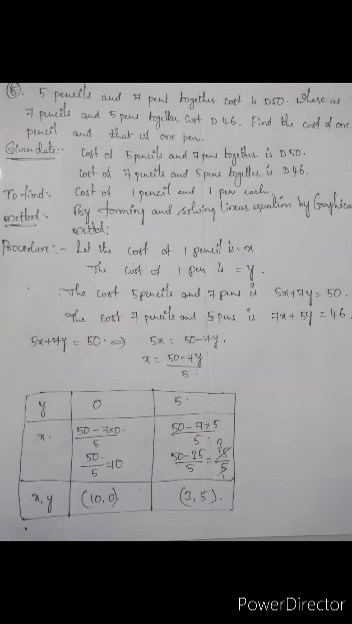Next, the y value is 5. It becomes (50 minus 7 into 5) by 5. 7 into 5 is 35. 50 minus 35 is 15. 15 by 5 is nothing but 3. So the x value is 3 and the y value is 5.